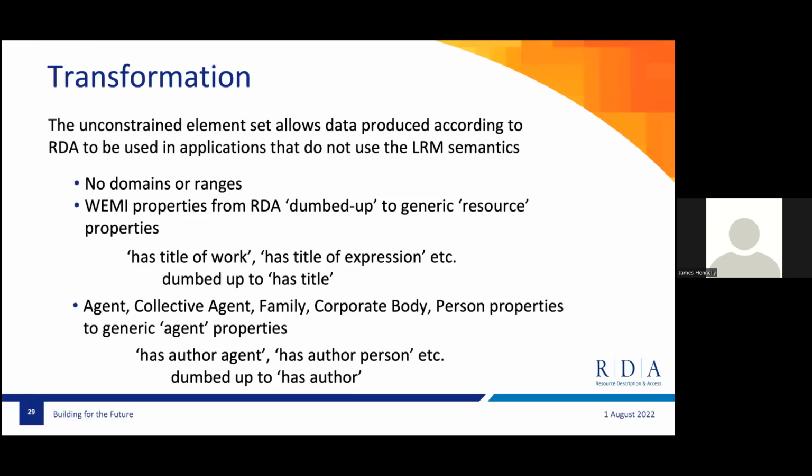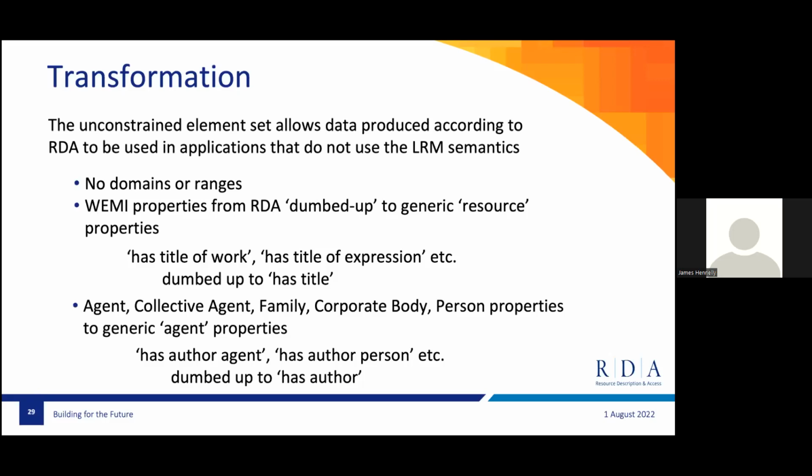And now I'd like to talk a little bit about transformation. We do have what's called the unconstrained element set, and that allows data produced according to RDA to be used in applications that do not require the LRM semantics. So the unconstrained element set has no domains or ranges defined. The work, expression, manifestation, and item properties from RDA are dumbed up to generic resource properties. So for example, the elements in RDA has title of work, has title of expression, are combined into one element in the unconstrained element set called has title.